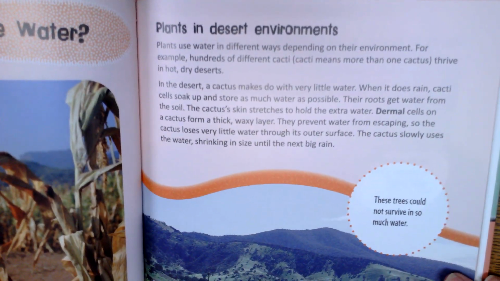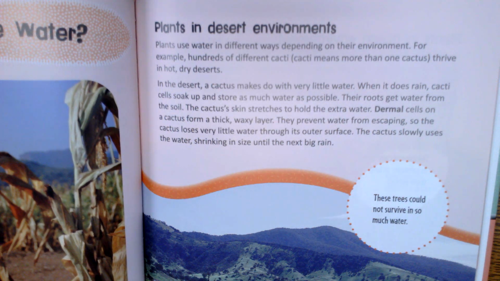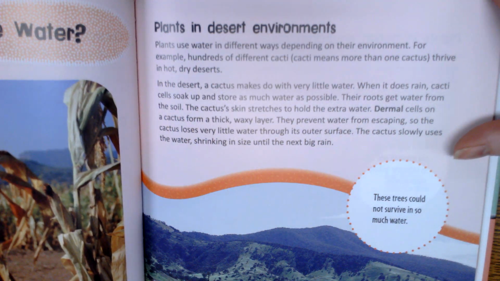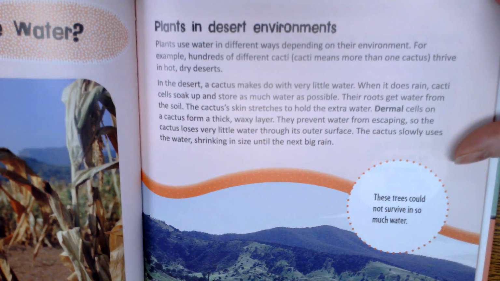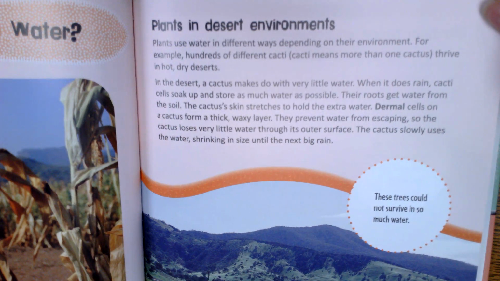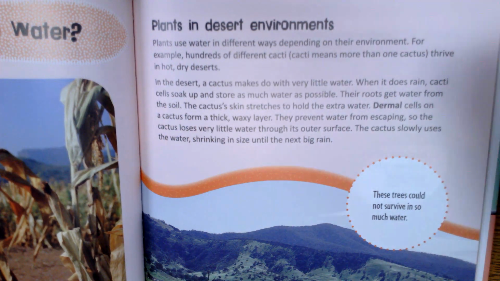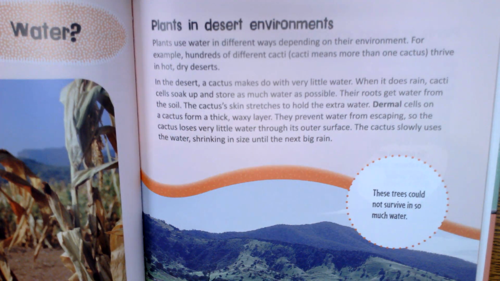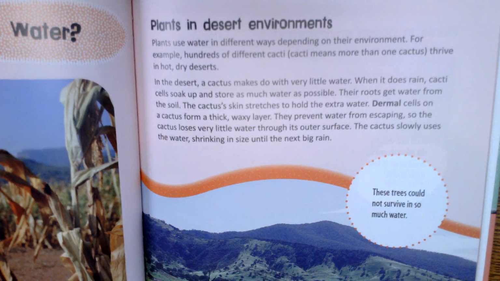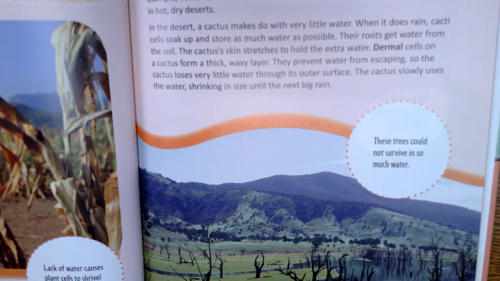Plants in desert environments. Plants use water in different ways depending on their environment. For example, hundreds of different cacti thrive in hot, dry deserts. In the desert, a cactus makes do with very little water. When it does rain, cacti cells soak up and store as much water as possible. Their roots get water from the soil. The cactus's skin stretches to hold the extra water.